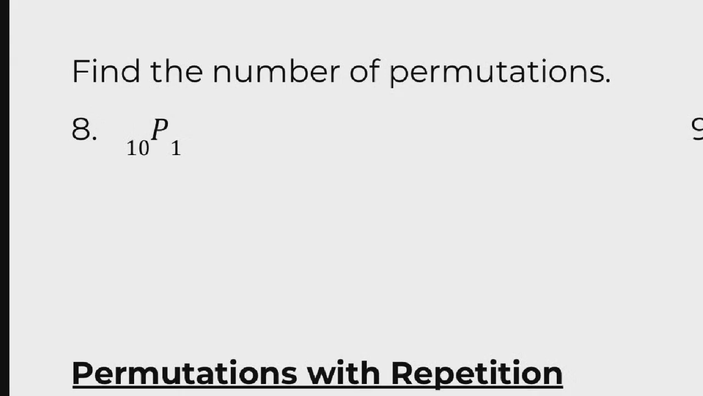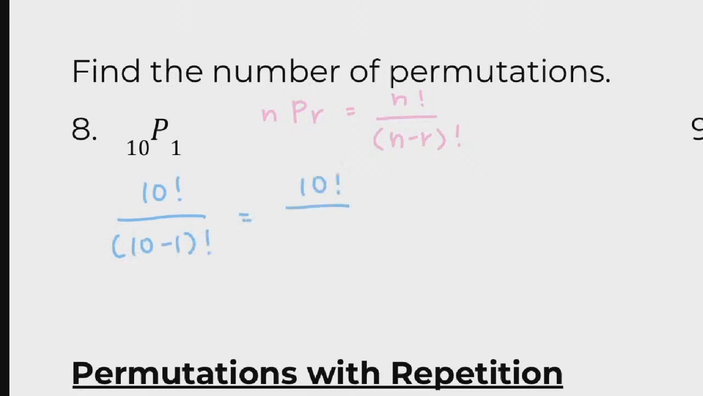Okay, next we're finding the number of permutations, so we're going to plug this into nPr, which is n factorial over n minus r factorial. So for number 8, we have 10P1, so that's going to be 10 factorial over 10 minus 1 factorial. 10 minus 1 is 9, so we have 10 factorial over 9 factorial. So when we write out 10 factorial, we can stop at 9 because that'll cancel out with the 9 factorial in the denominator. And that'll equal 10.